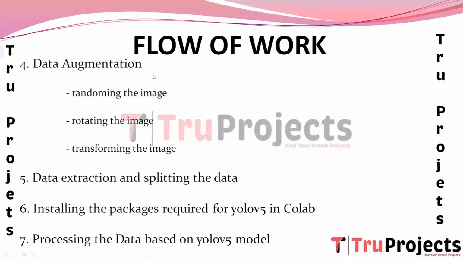Next, here we have data augmentation. In this, we have randomizing the image. Introducing randomness into the images, which may include changes in brightness, contrast, or other visual characteristics. This helps diversify the training data. Next, here we have rotating the image. Applying rotations to the image at various angles, rotation augmentation helps the model generalize better to objects in different orientations. Next, here we have transforming the image. Transformations like scaling, shearing, or flipping the images to create variations in the dataset. This enhances the model's ability to handle different object shapes and positions.